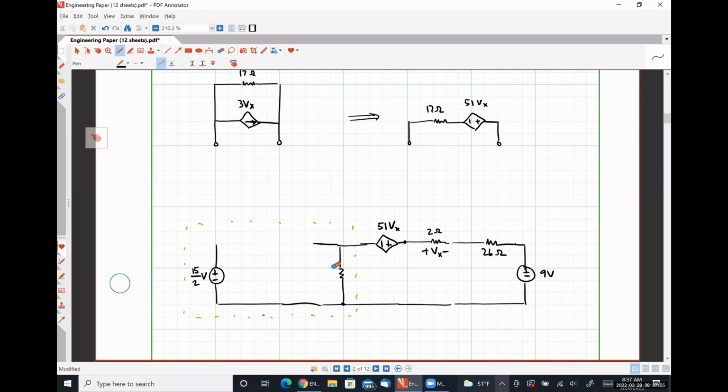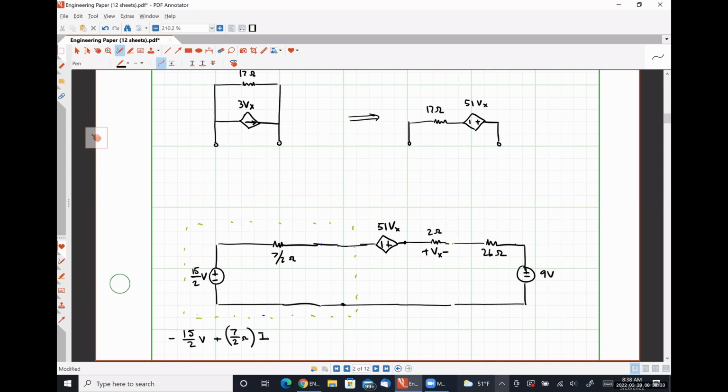In series with 7/2 ohms, like so, we're left with a single loop circuit. Just for the sake of argument, let's go ahead and do the analysis here. Negative 15/2 volts plus 7/2 ohms times I, minus 51 Vx plus Vx plus 26 ohms times I plus 9 volts is equal to 0, where I is just the current flowing around the loop.